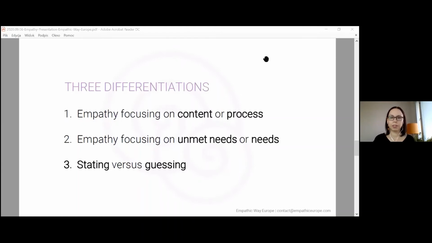And the third differentiation, that I somehow mentioned before, is stating versus guessing. Sometimes people, especially after first contact with nonviolent communication, start telling people what they feel and what they need. They see someone and say, oh, so you are sad because you need respect, for example. And very often you can hear the response, don't tell me what I'm needing or what I'm feeling, I know what I'm feeling. So instead, try guessing. So is it that you are sad because you really want respect? And then you stop and let that person say.